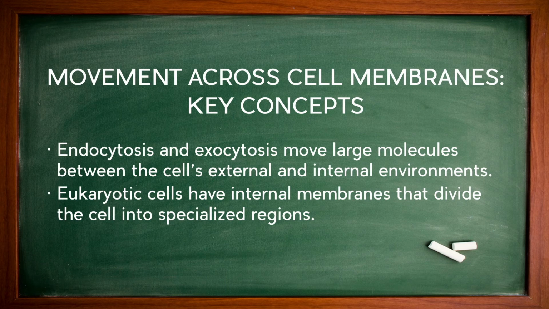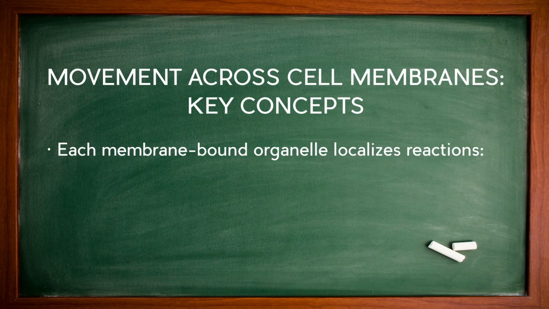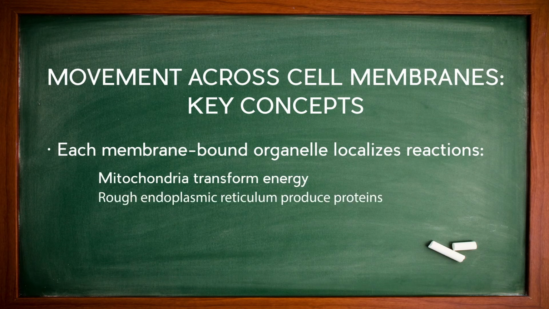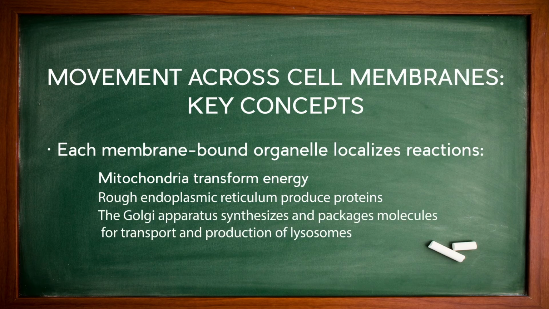Eukaryotic cells also have internal cell membranes that partition the cell into specialized regions such as the nucleus or the mitochondria. Each membrane-bound organelle localizes reactions, including energy transformation in mitochondria, production or modification of proteins in rough endoplasmic reticulum, and the synthesis and packaging of molecules for transport in the Golgi apparatus.